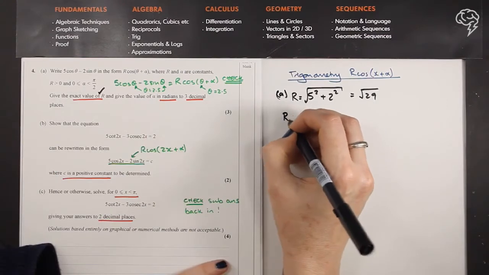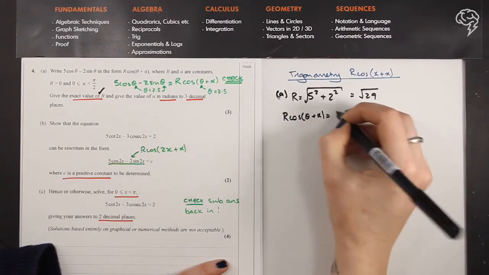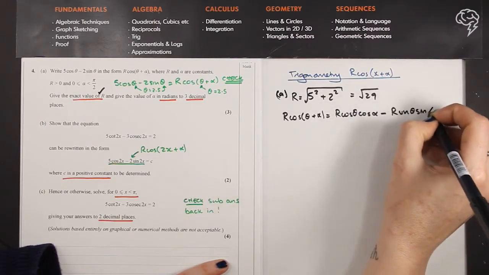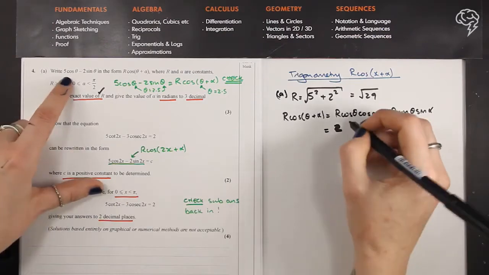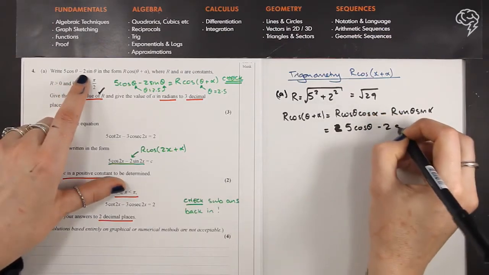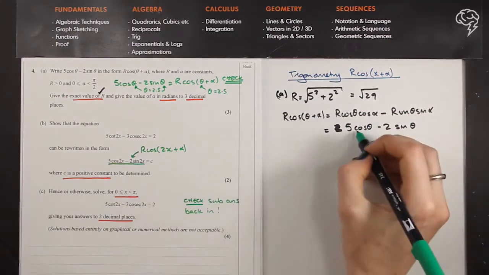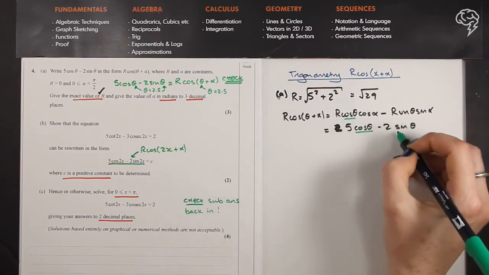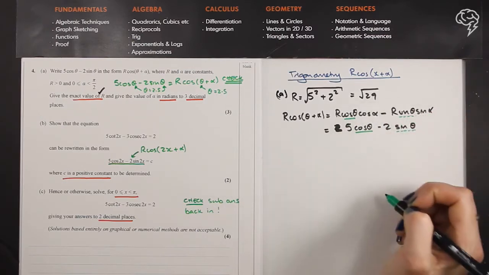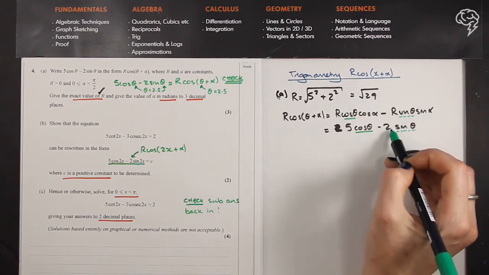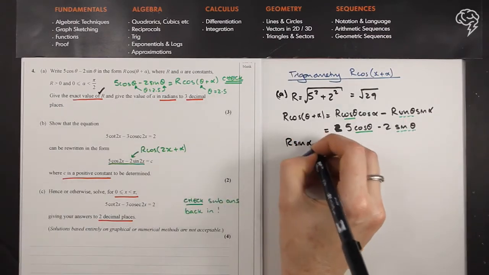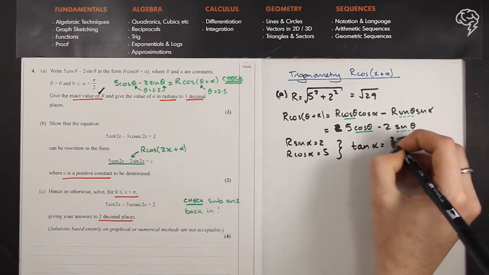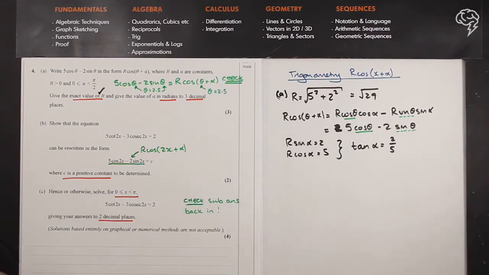Okay, now the other thing, we need to expand out R cos(theta plus alpha) and match that up with what we've got here. So cos theta is here, allowing us to match R cos alpha with 5. Sin theta is here, allowing us to match R sin alpha with 2. And then this gives us, the correct way up, tan alpha is 2/5.